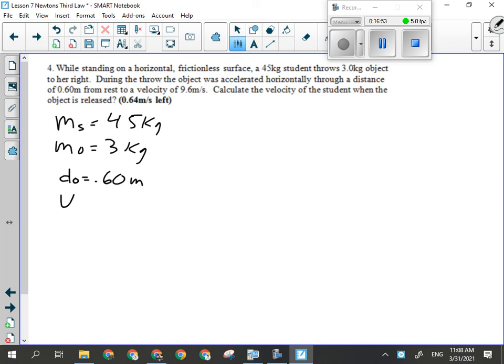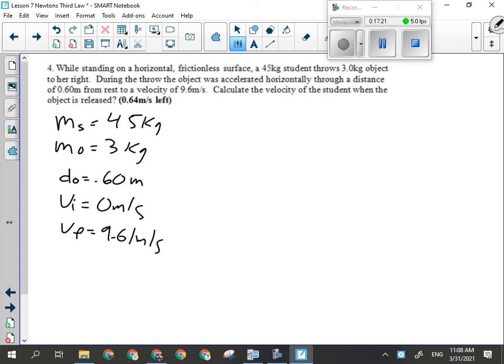Okay, from rest to a velocity of 9.6 meters per second. This is all information about the object, not the person. Calculate the velocity of the student when the object is released. What can I calculate with this information right now? I can calculate the acceleration of the object.